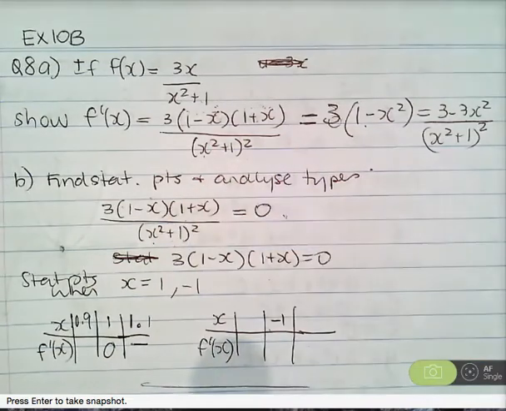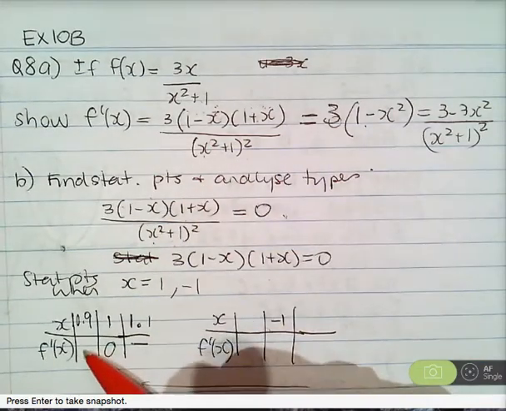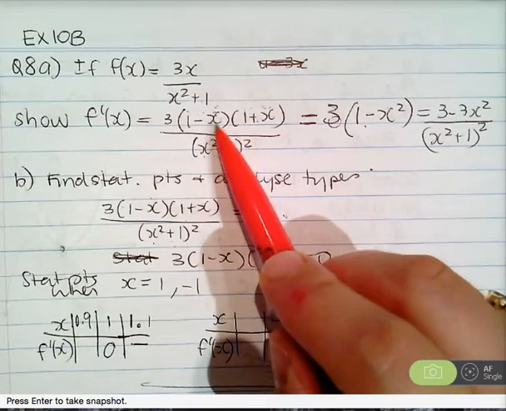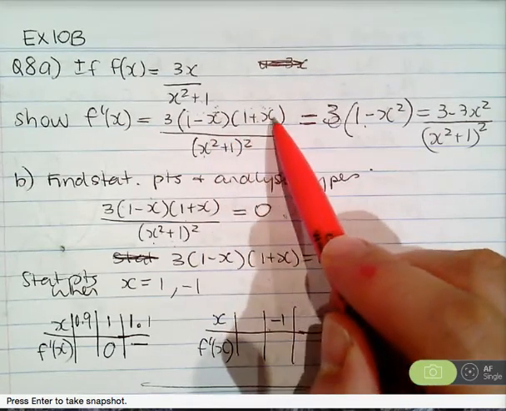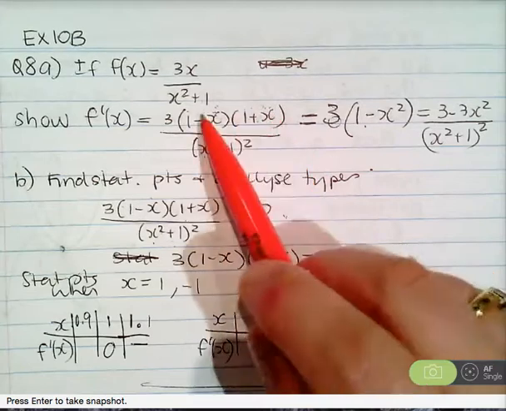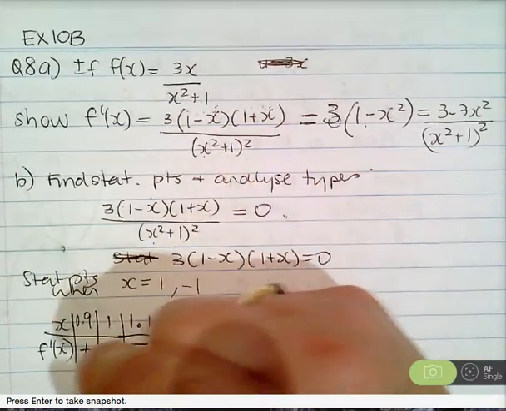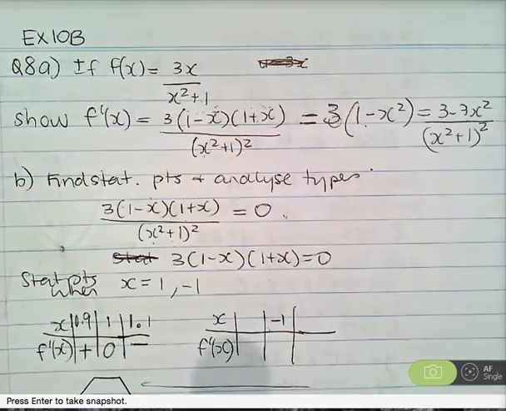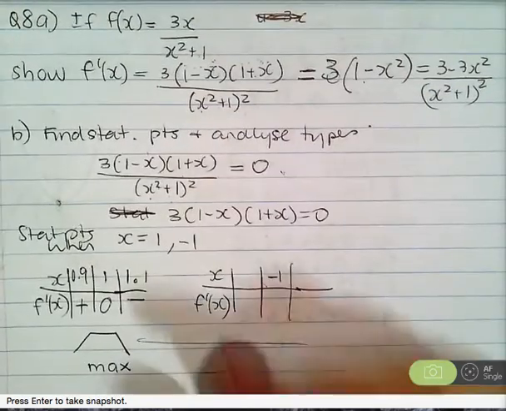This is definitely negative. If I substitute 0.9 into that first derivative, 1 minus 0.9 is positive 0.1, and 1 plus 0.9 is positive. So I've got a positive times a positive over a positive. This is positive. So therefore, you've got a maximum. You've definitely got a maximum when x is 1.